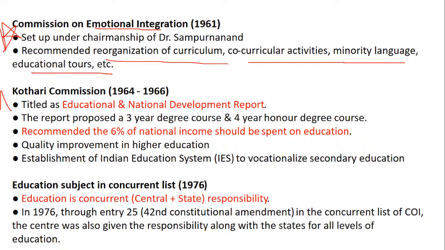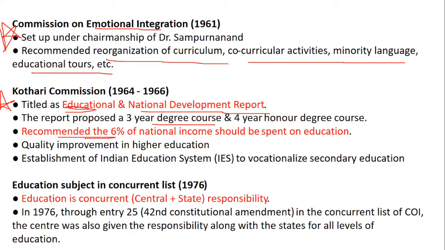Kothari Commission. I said the Kothari Commission is again one commission which I want to cover in detail. The Kothari Commission is the one which is titled Education and National Development Report. It is the report which proposed a 3-year degree and 4-year honors.